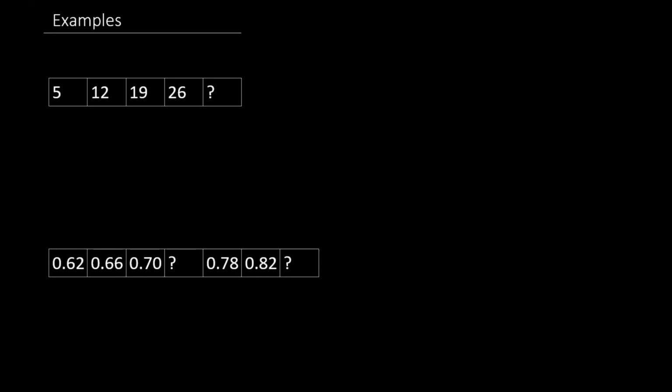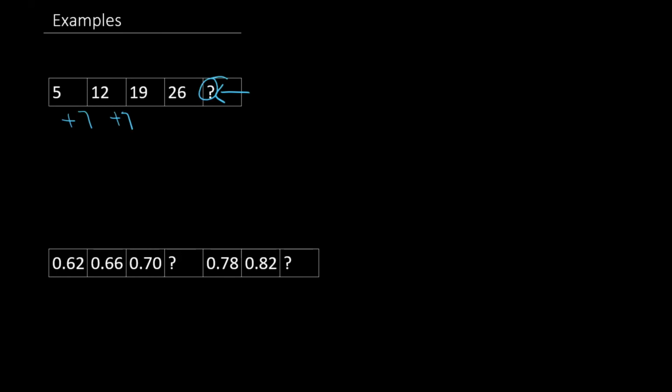The table shows 5, 12, 19, 26, and we have to figure out the missing number. Let's start by asking what is the pattern? Without the pattern, we can't find the answer. We can start by asking what plus 5 equals 12? Well, 5 plus 7 equals 12. What plus 12 equals 19? Well, 12 plus 7 equals 19.